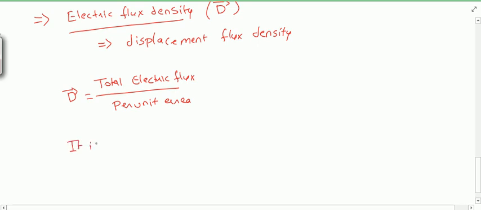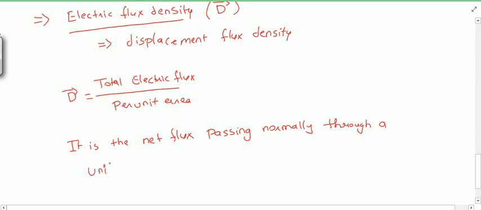it is the total, or we can say net flux also. It is the net flux passing normally through a unit surface area. This is basically I'm telling about the magnitude only. The d vector magnitude, that is the electric flux density magnitude, is total electric flux per unit area.